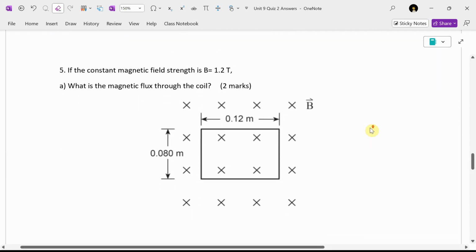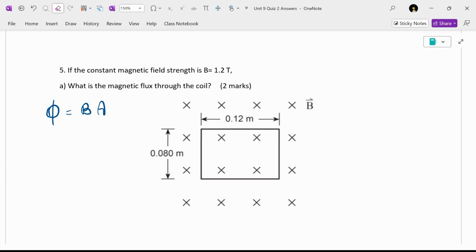1 mark. If the constant magnetic field strength is 1.2 Teslas, what's the magnetic flux? 2 marks. So this is just asking, do you realize that flux equals BA? This is not a changing flux. No current will be induced in this situation. B is 1.2. A, what shape is this? Rectangle, which is just going to be length times width. It's going to be 0.08 times 0.12.